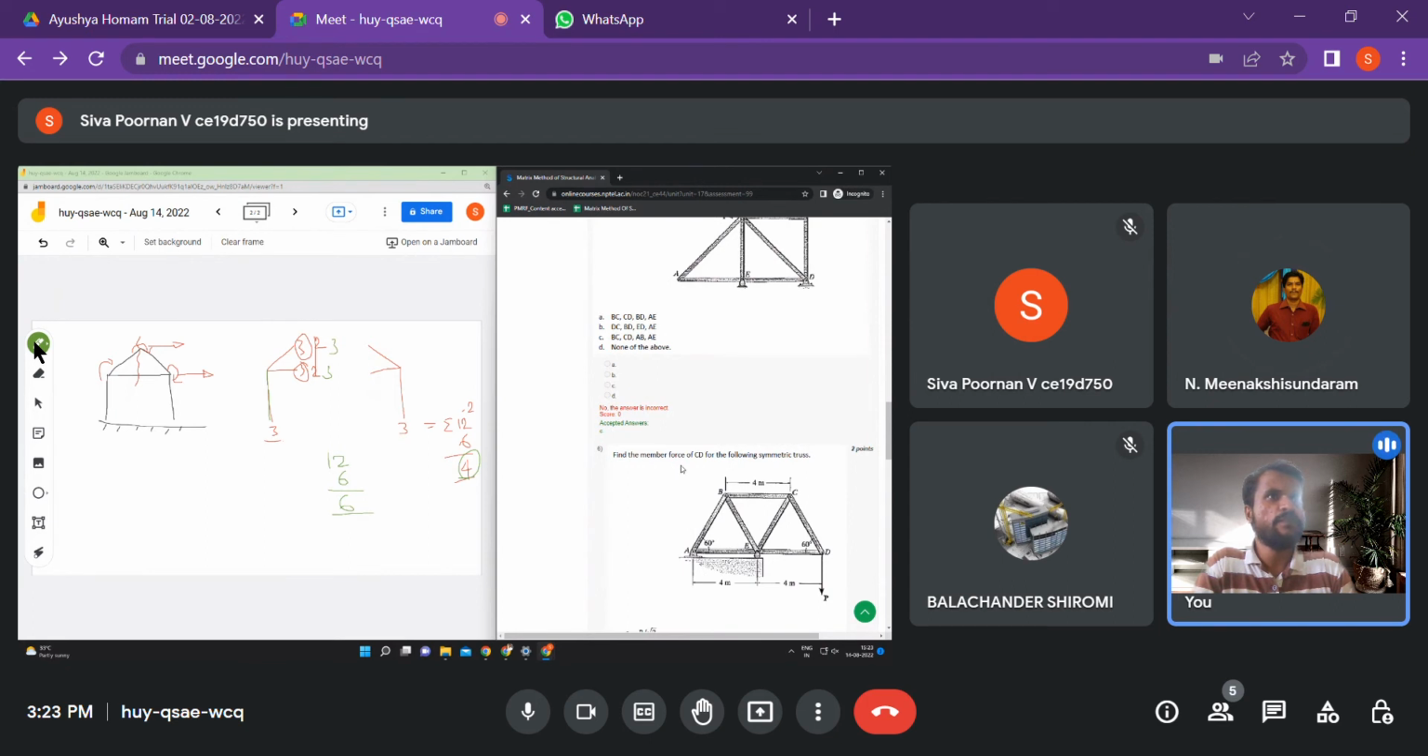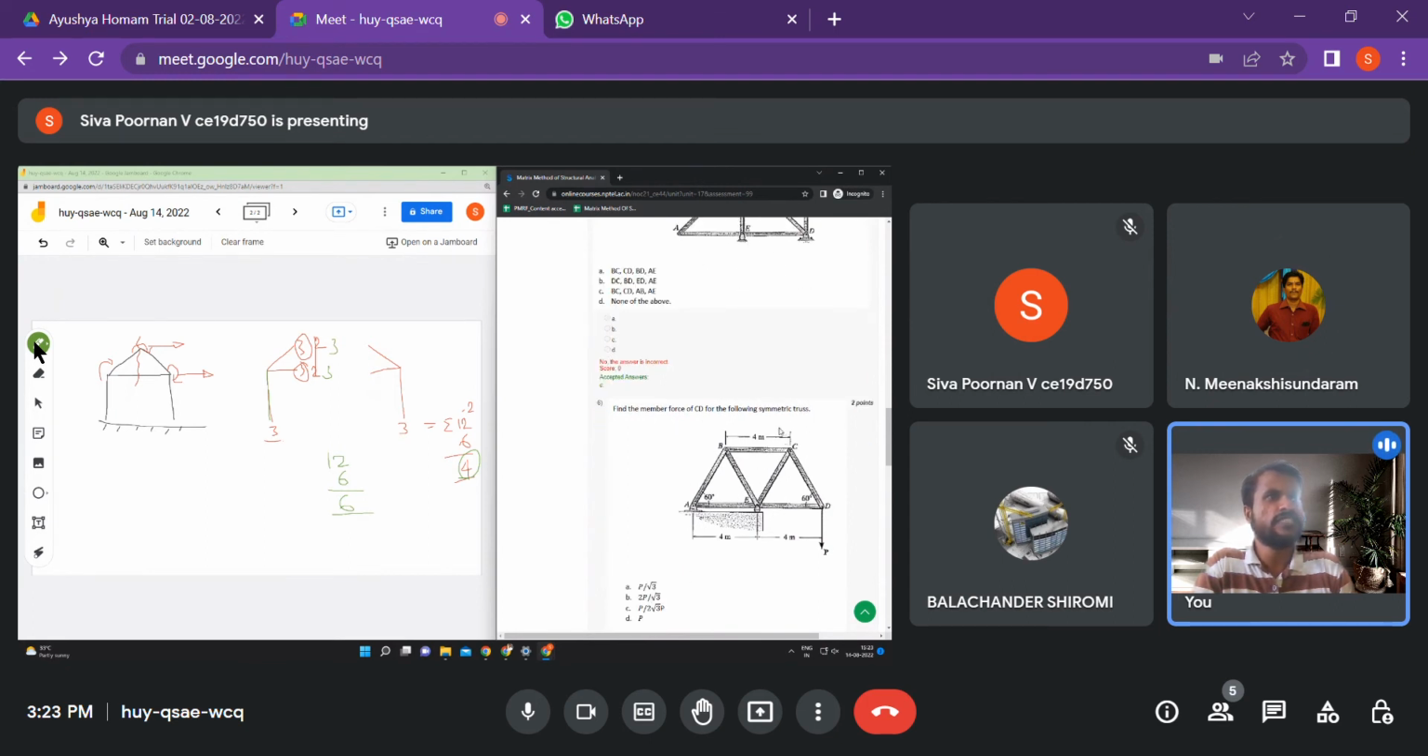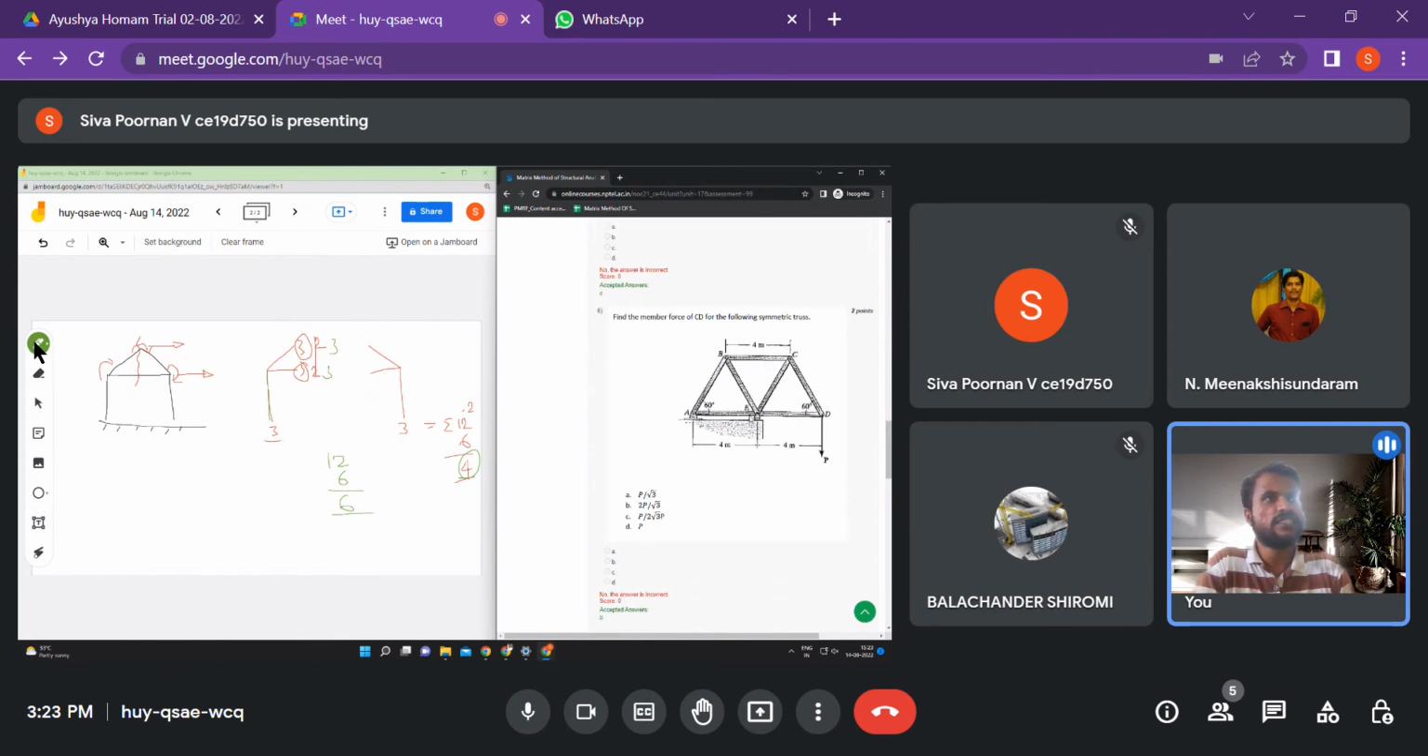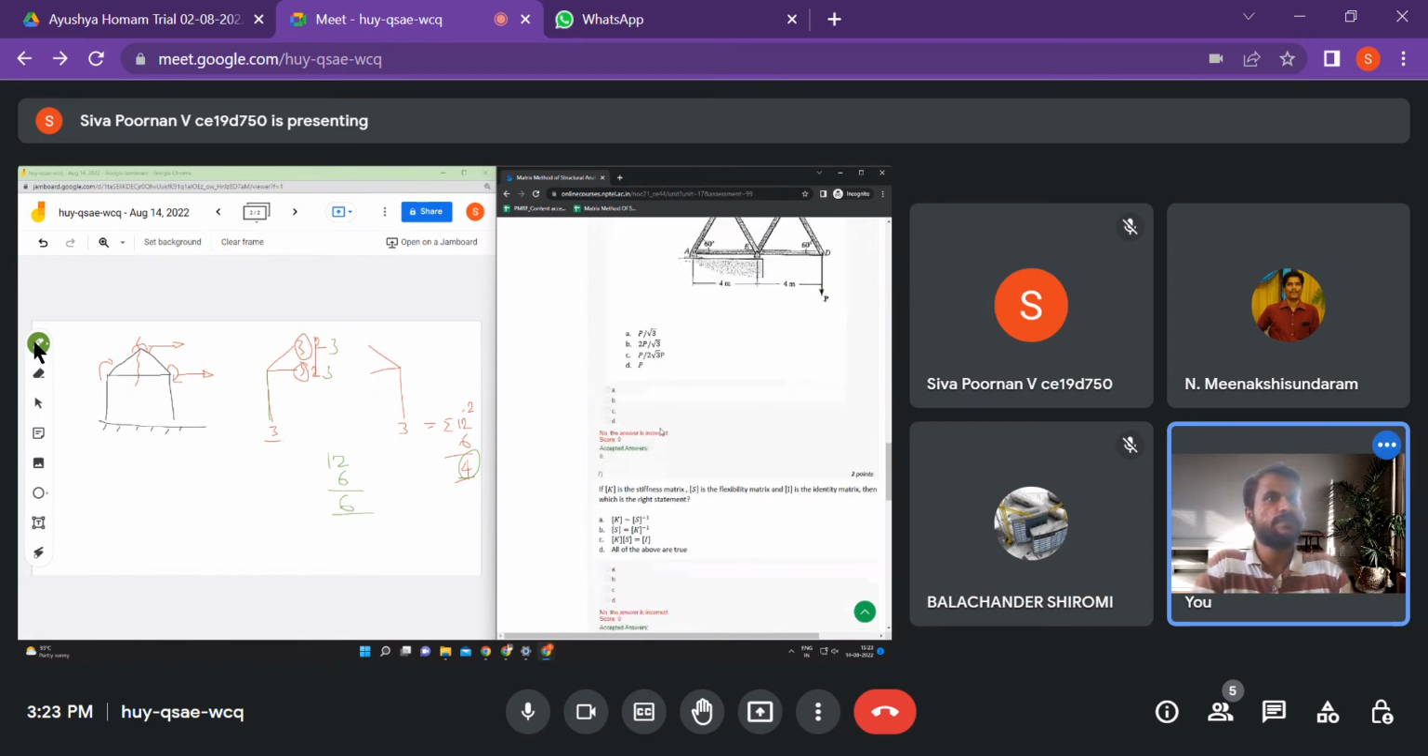Find the member force of CD for the following symmetric truss. This I think you can do. It's a numerical problem. You just need to take a section at any point, and then either you can do sections or you can do joint-wise. For this problem, maybe joint-wise is better, is what I feel. So you can take this joint and solve for these two forces, and consecutively proceed to other joints and find the other forces as well. Okay, so this can be solved. I hope this is easy to solve, so I'm skipping this problem.